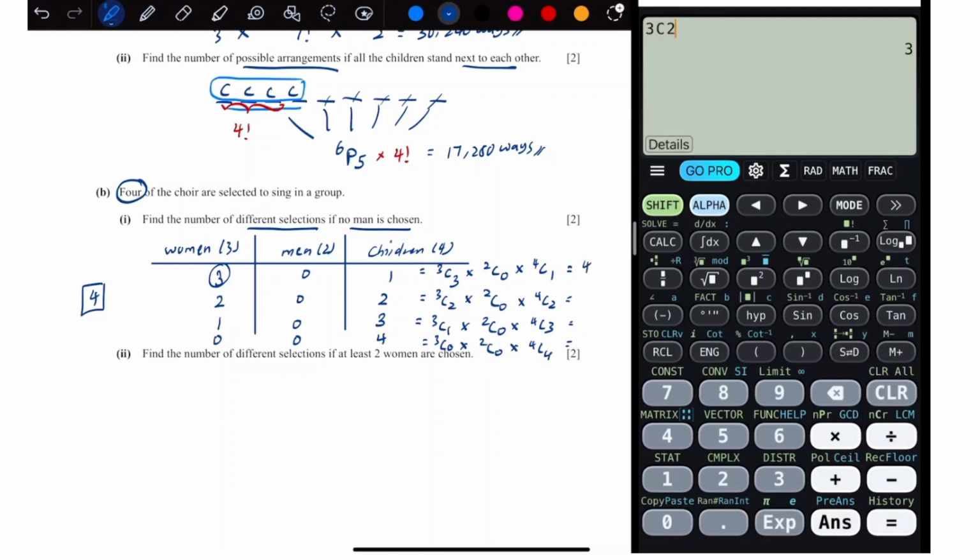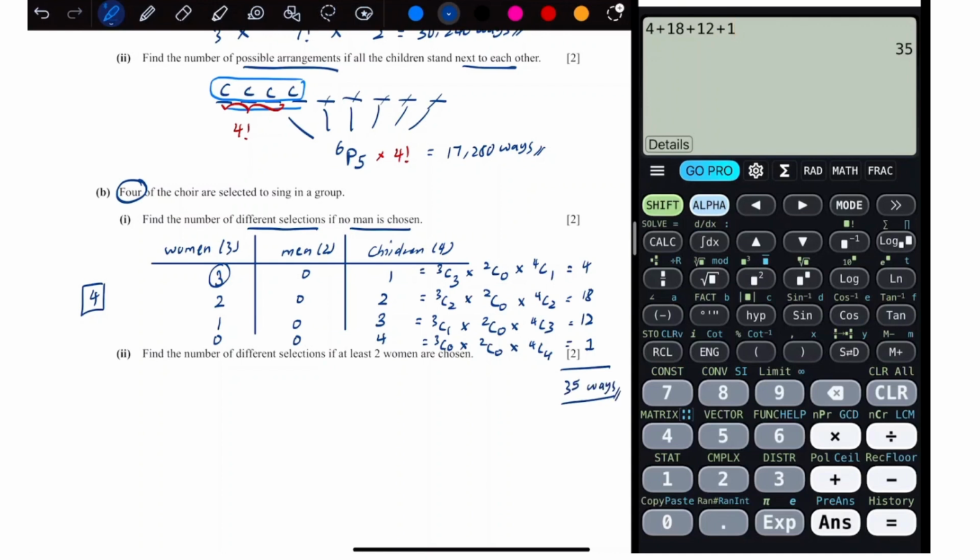3C2 times 4C2. So that's going to be 18. 3 times 4C3, so that's 12. 3C0 times 2C0, both are 1 anyway, and 4C4 is also 1. So for the total number of ways, just add up 4 plus 18 plus 12 plus 1. So we're going to end up with 35 ways.